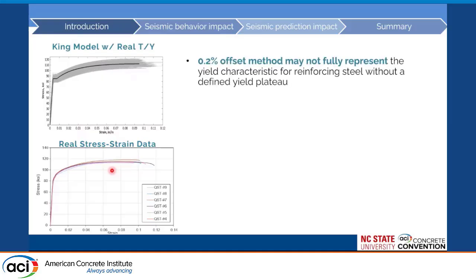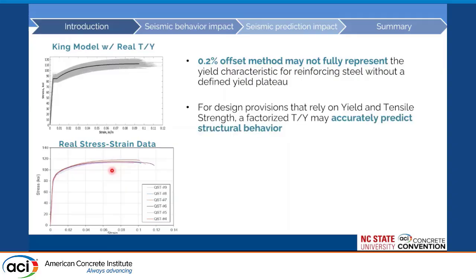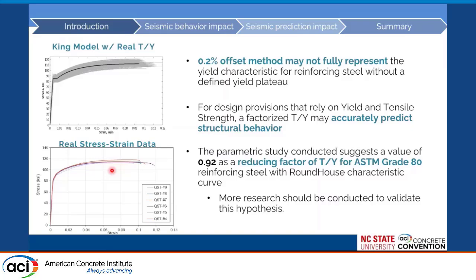In conclusions, we can say that the 0.2% offset method may not fully represent the yield characteristic for reinforcing steel that doesn't have a defined yield plateau. We can also say that design provisions such as the plastic hinge equation that rely on T to Y may accurately predict the behavior if we use a factorized T to Y. For the parametric study here evaluated, we suggested a value of 0.92 as a reducing factor for T to Y. However, it is a limited set of data and more research should be considered to validate this hypothesis.